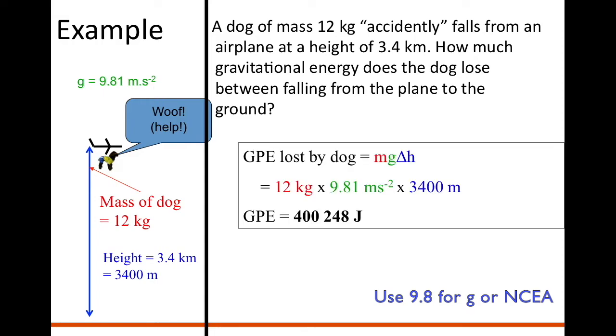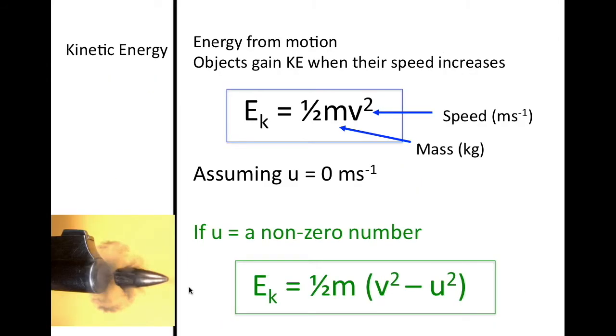In order to solve for this, we just say GPE lost by the dog. So we want to know how much gravitational energy is lost. We solve that by plugging it into this equation here. And we get a loss of 400,248 joules.